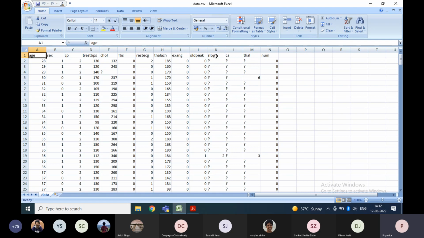And you can ignore these NaN value columns like slope, CA, and thal, because most of the values are NaN. If you ignore the slope, CA, thal columns, in total we'll have 11 columns left, out of which num is our target variable, which helps in predicting whether there is a disease or not.